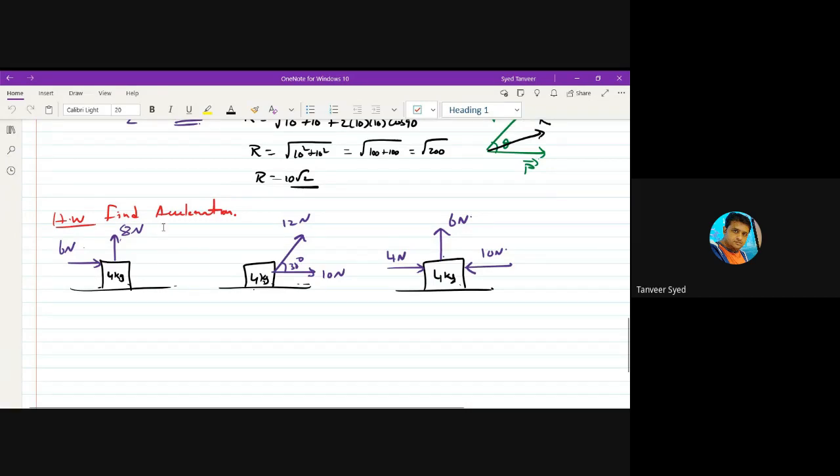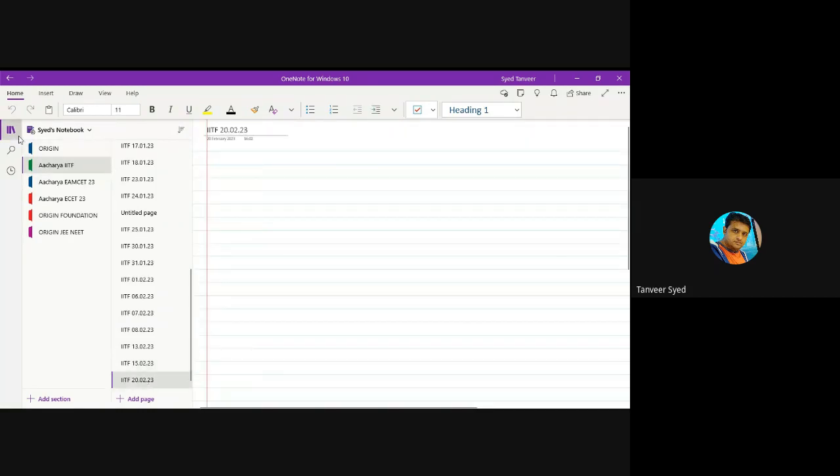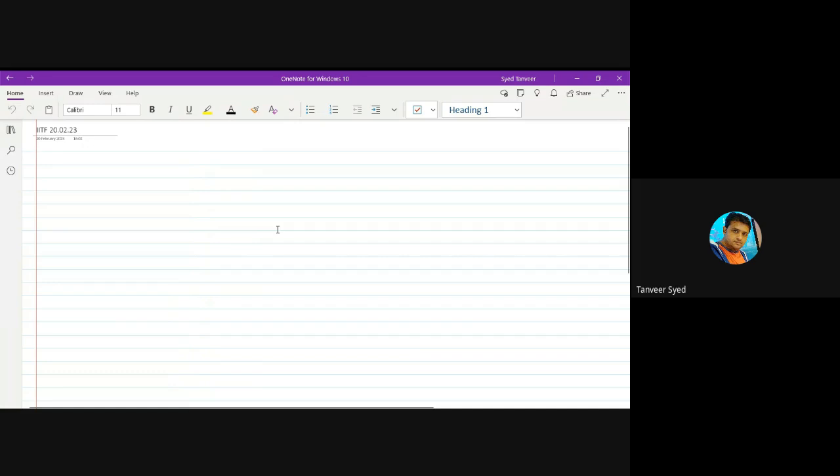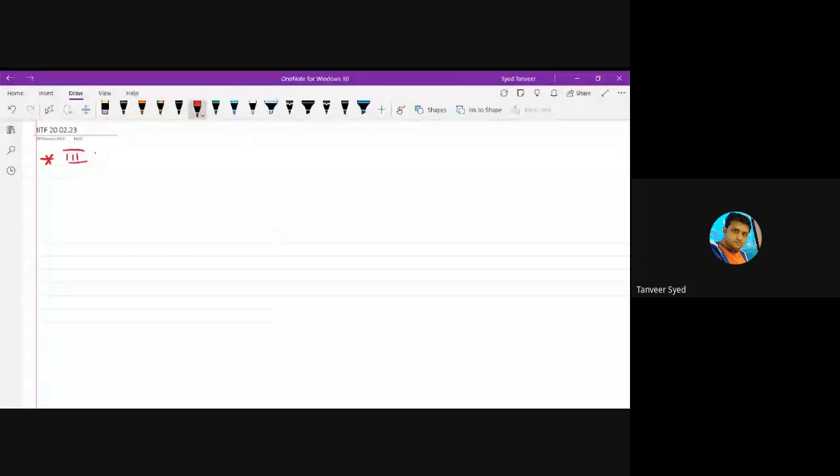Okay. After this, the next thing is Newton's third law. We'll see Newton's third law, then we'll go to the other things. Newton's third law: very simple, very easy, a one-line statement. Third law, or this is also called the law of action-reaction.